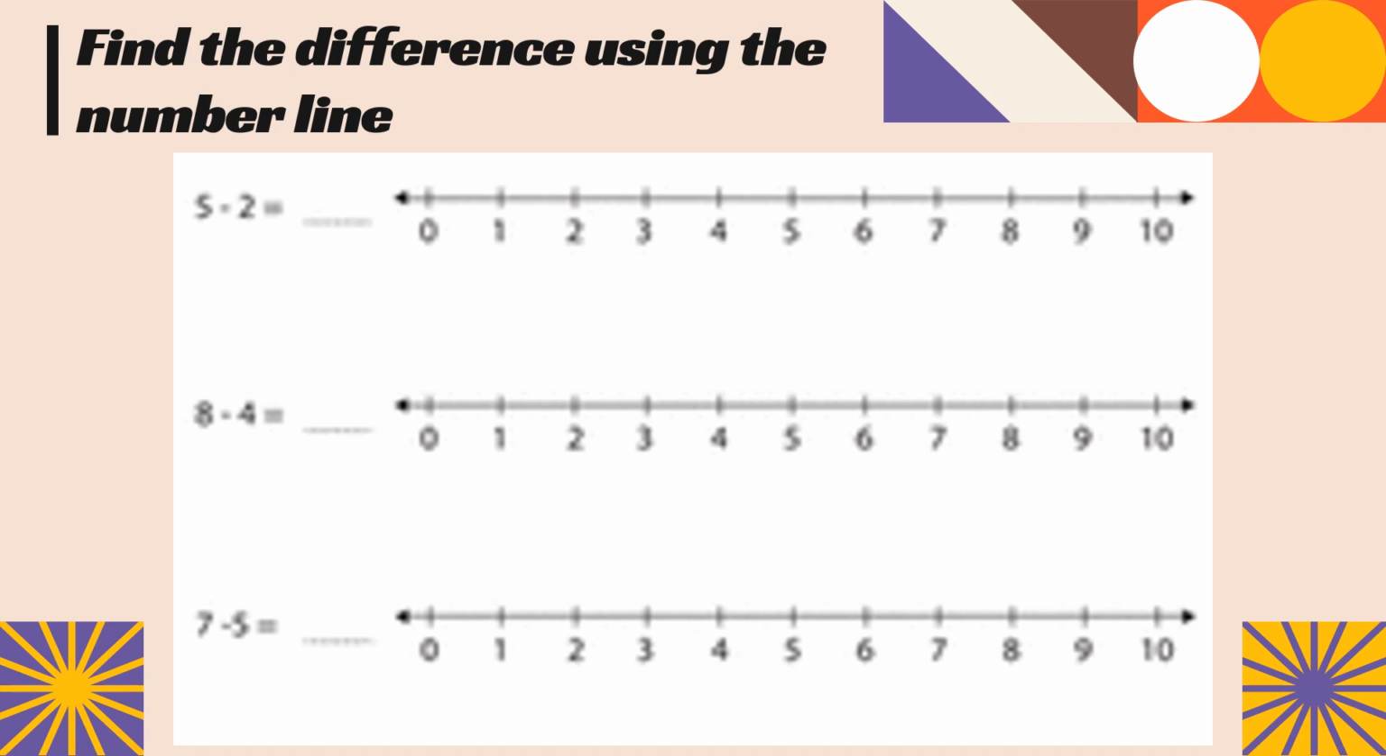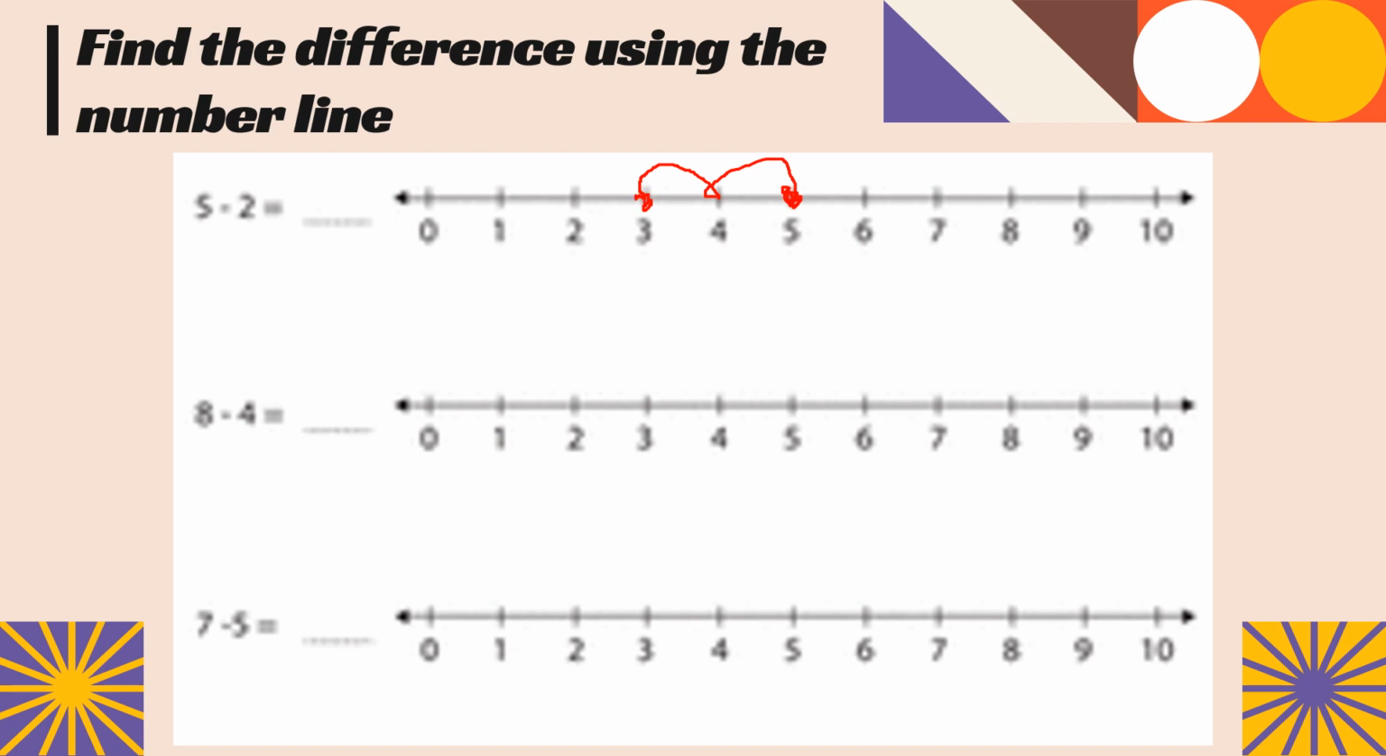You start on the number 5 because that's the number that I'm subtracting from. So you start on the number 5. And you will jump backwards 2 times, 1, 2. So that means that the number where you stop, that's the answer that you get.